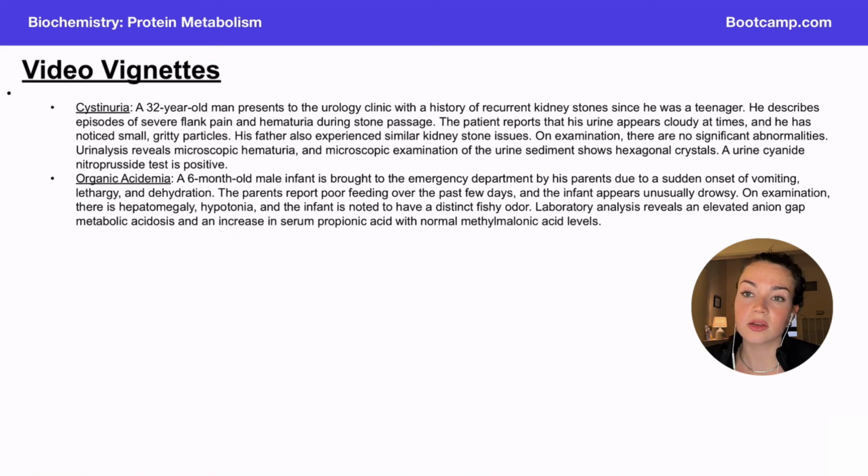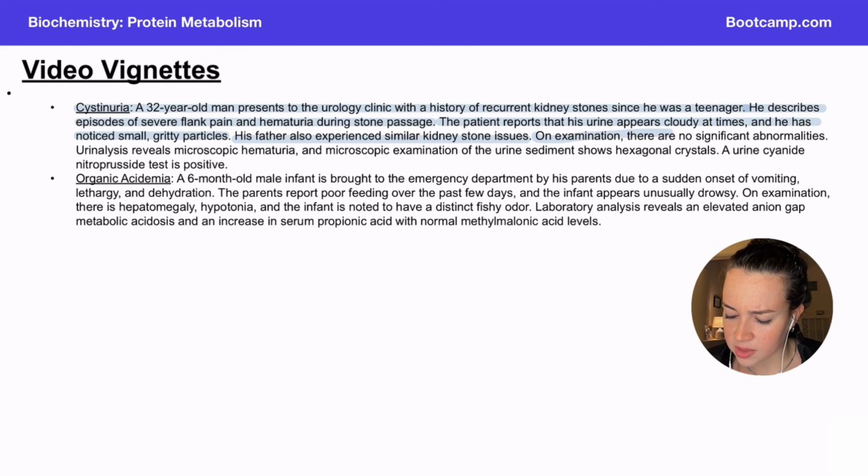So let's do a typical clinical vignette for cystinuria. Let's say we've got a 32-year-old guy who's presenting to the urology clinic with a history of recurrent kidney stones since he was a teenager. All right, so our guy's 32 now, but this has been going on since he was a kid. So right off the bat, your differential should be shifting to the pediatric etiologies of kidney stones. He's describing severe flank pain and hematuria during stone passage, to be expected. He's reporting that his urine is cloudy at times and he's noticed some small gritty particles. His father also experienced similar kidney stone issues. So now we've got a family history, we might be thinking something genetic.